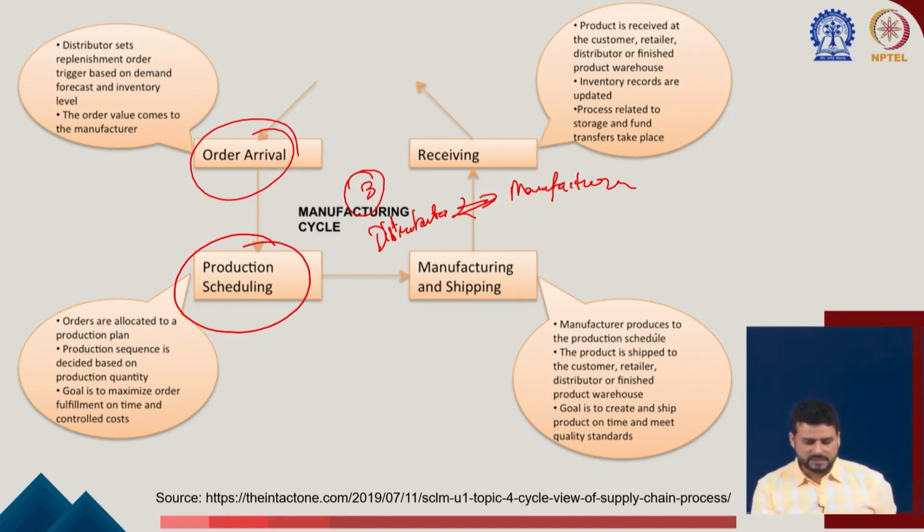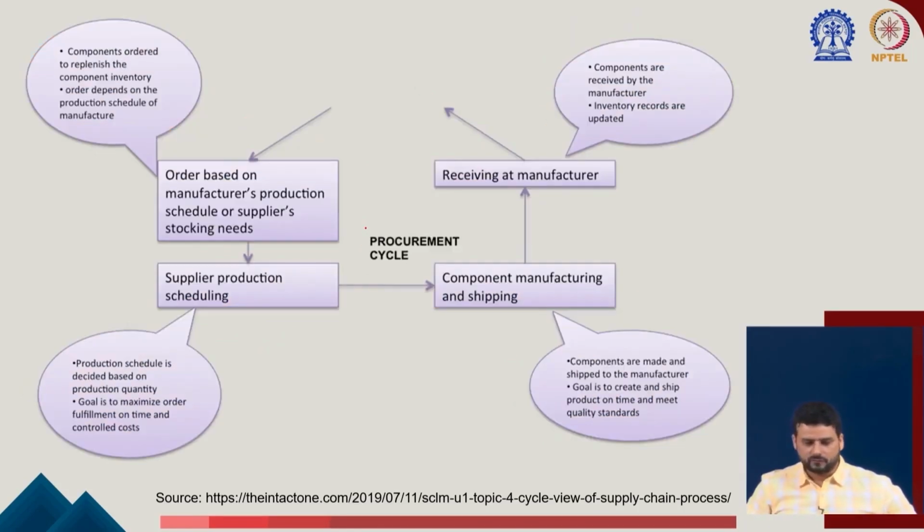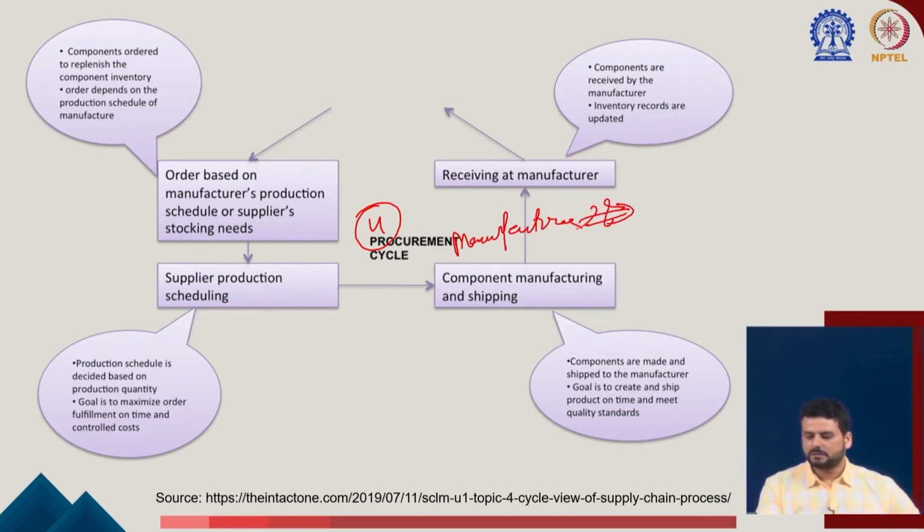Manufacturing and shipping: once your production scheduling is done and production is done, then you will be packaging the product and finally shipping the product to the distributor or warehouses, right? And then finally it is received, and at the distributor end your inventory is again replenished, whatever inventory you consumed is now filled again, right?